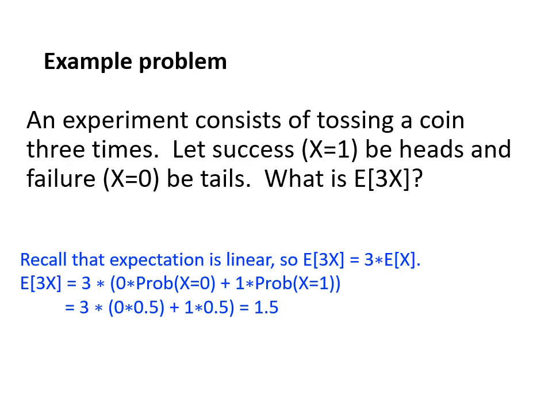So that is equal to 3 times, and then expectation of x is 0 times probability that x is 0 plus 1 times probability that x is 1. Because it's a fair coin, probability of both of these outcomes is 0.5. So we plug these numbers in, and we get that the expectation is 1.5.